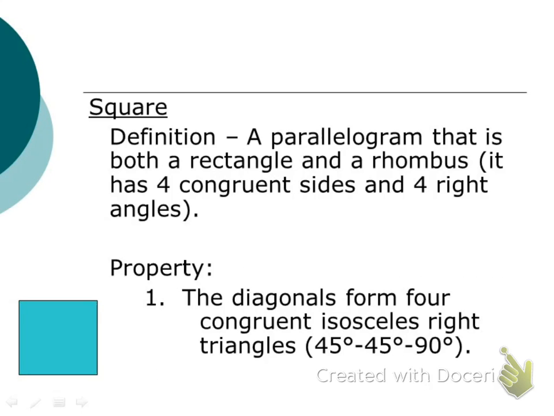So the definition for a square, it's a parallelogram, so everything you know that's true about parallelograms is also true for squares. And a rectangle and a rhombus. So everything you know about rectangles is true, everything you know about rhombuses is true. So it has four congruent sides and four right angles. So let's go ahead and label those. So all the angles are right. And all the sides are congruent.